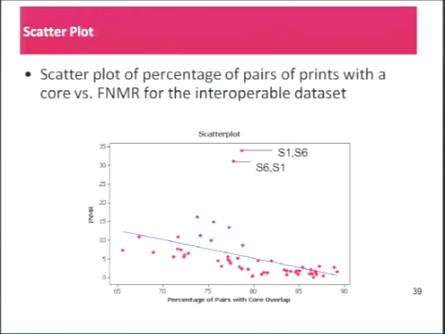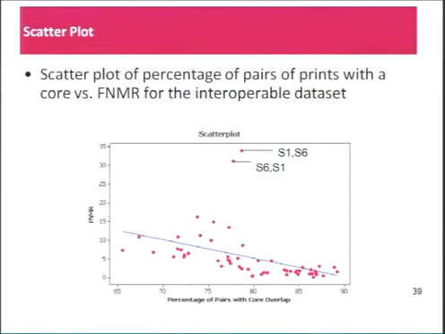So then we just created a scatter plot of the percentage of pairs of prints with cores detected versus the false non-match rate for the interoperable data sets. And we saw a trend where the higher the percentage of pairs of prints with the core detected, the lower was the false non-match rate. So there was a clear relation between consistency of placement and reduction of the false non-match rates. But there were two points that were outliers, the data sets S6 and S1, and S1 and S6. So those two were clear outliers to this phenomenon.